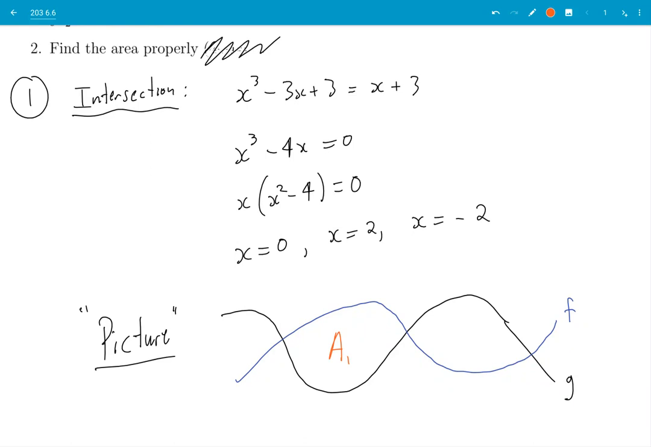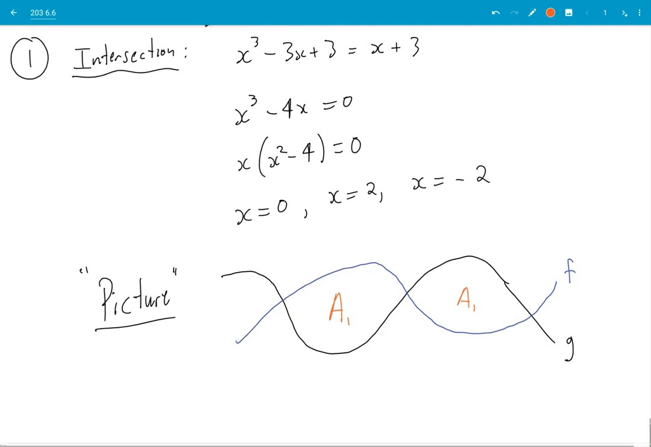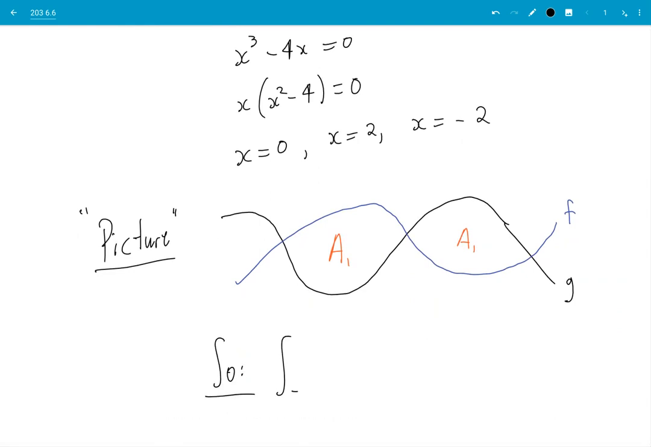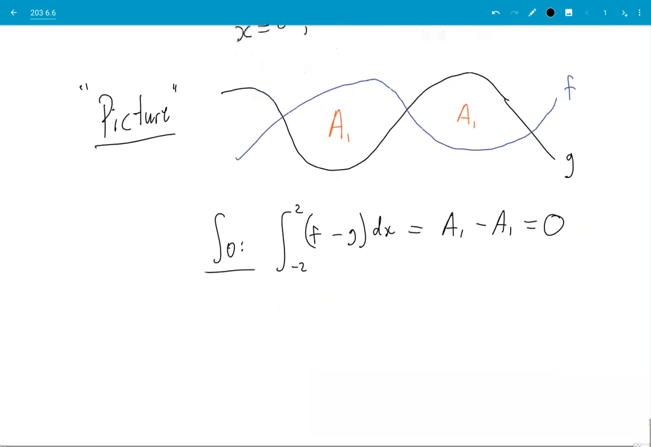What's happening is you have an area here and you have the exact same area, also A1. Same area right there. So when you do this integral, f minus g dx, what you're going to get is A1 minus A1, which is 0. So you're not going to get the area you want, which is A1 plus A1. So in part two, we'll do the integral more properly.